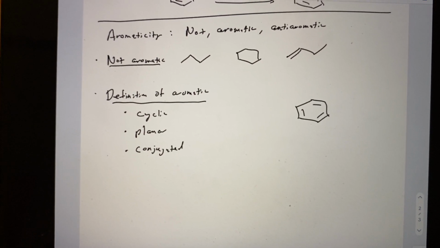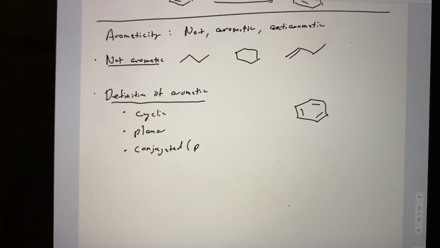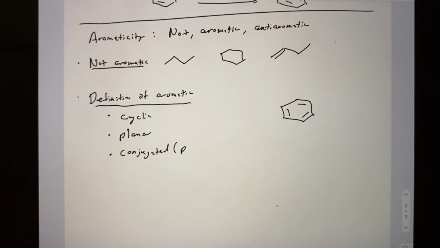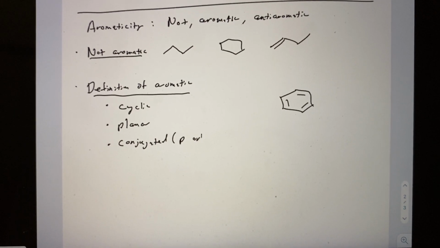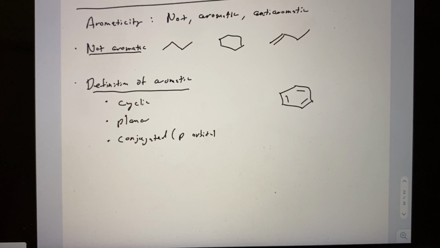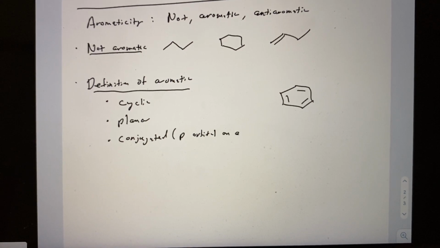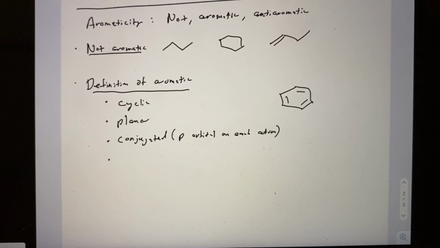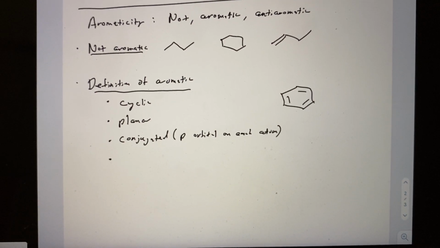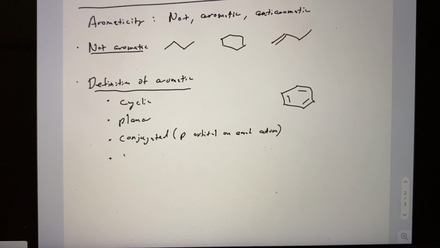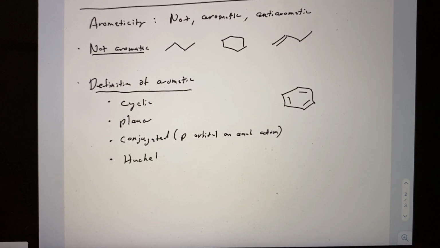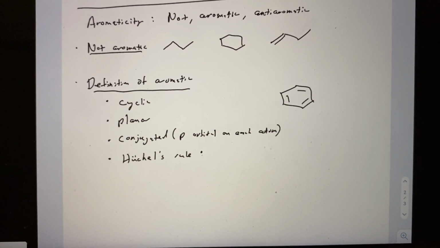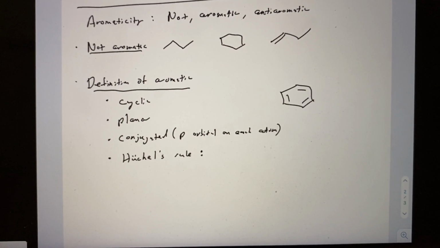What this means is that we need to have a continuous orbital overlap of the p orbitals for our pi system. So we have to have a p orbital available on each atom. It doesn't have to be carbon. And then last, this is the challenging one at first, it has to meet this explanation, which is known as Huckel's rule. This seems abstract at first, but let's put it out there and apply it to a few cases and see if it makes sense.